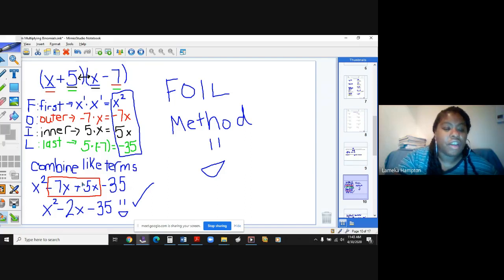Okay, so that's the reason why it's important for you to write your expressions with the letters first, because if not, it's going to look real funny. All right, so we have combined our like terms, which is -7 plus 5, and that gives me a -2. So my final answer would be x squared minus 2x minus 35.